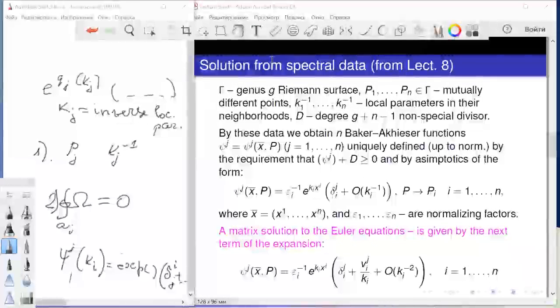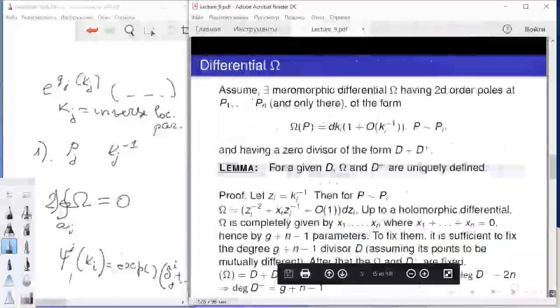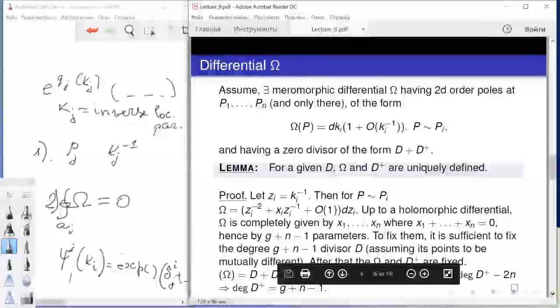The lecture actually starts now, and our goal is to express this Vij via theta functions and prime form. Questions so far?